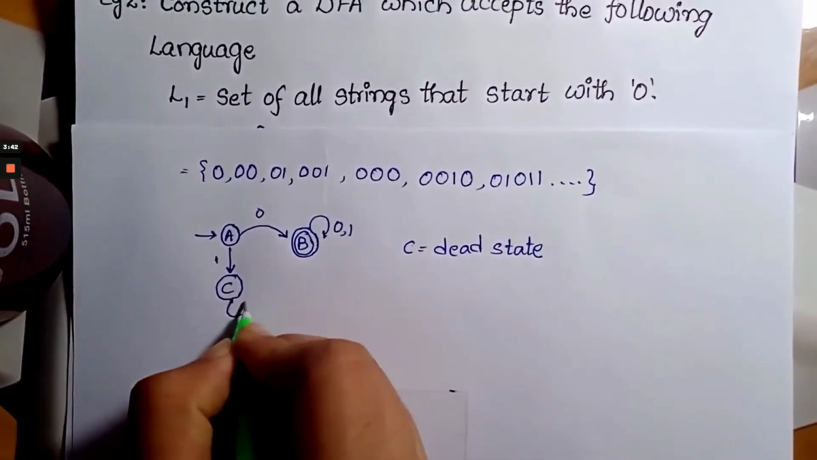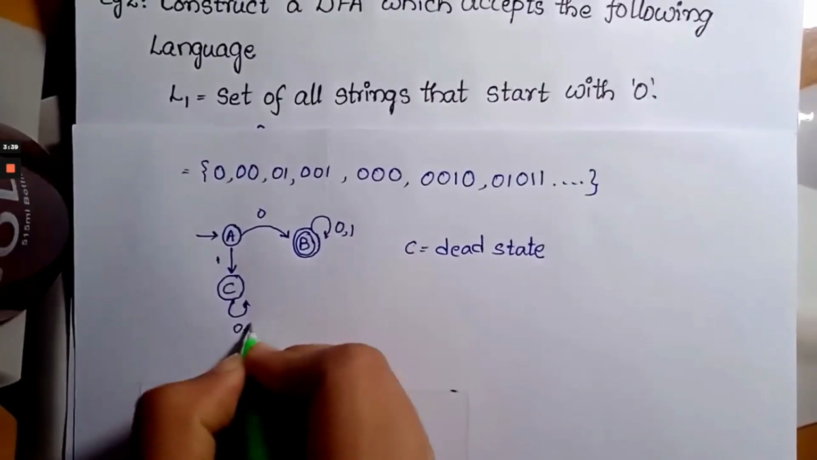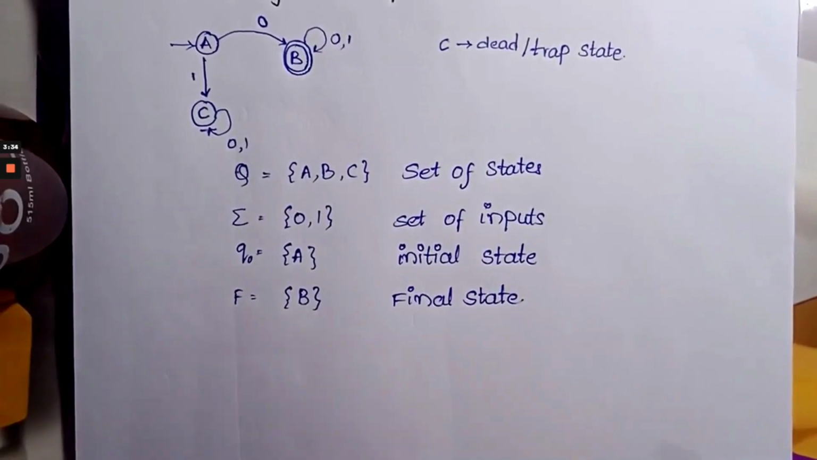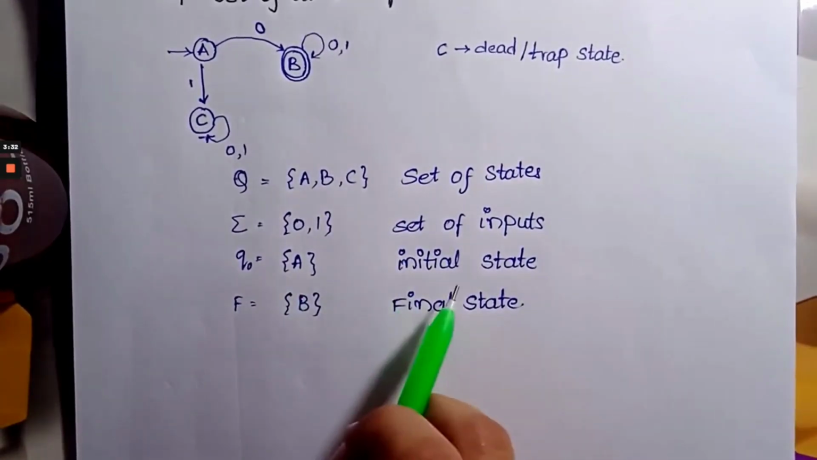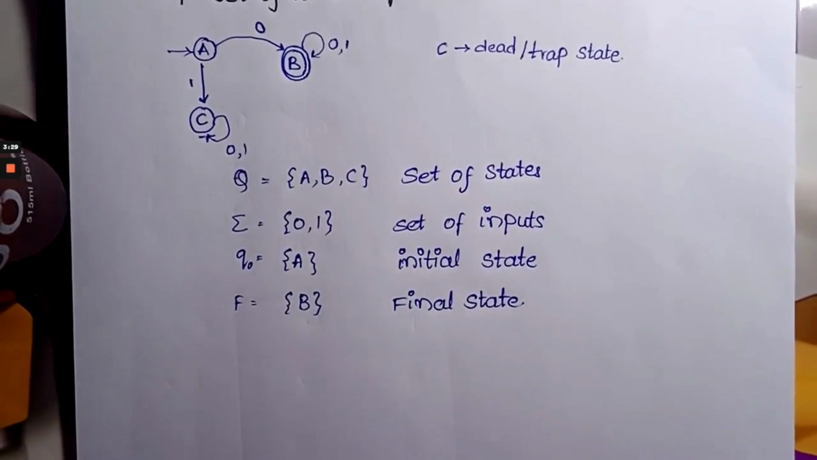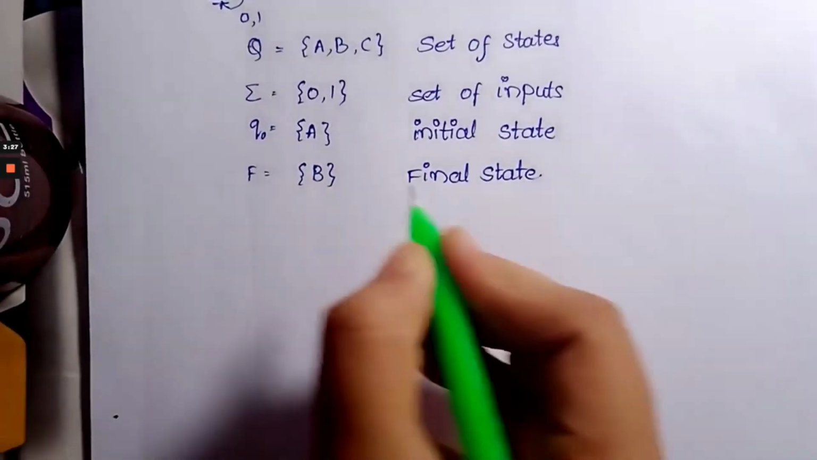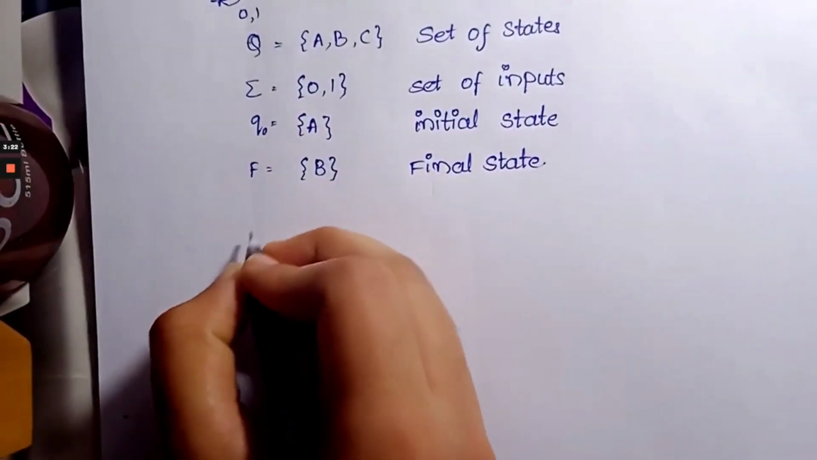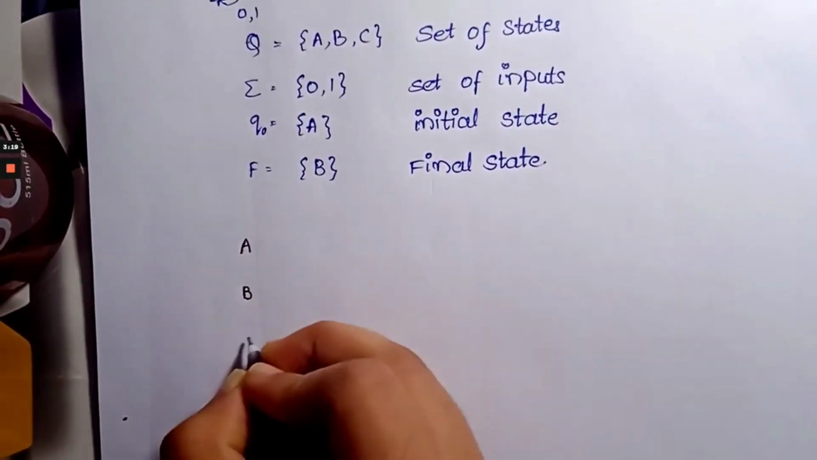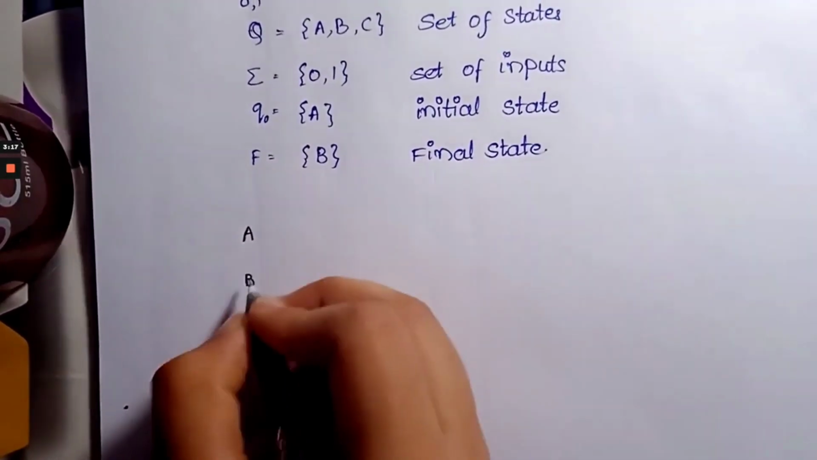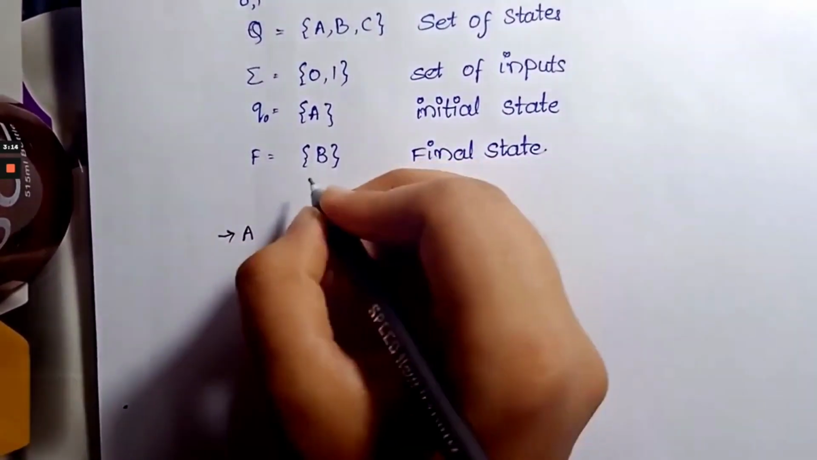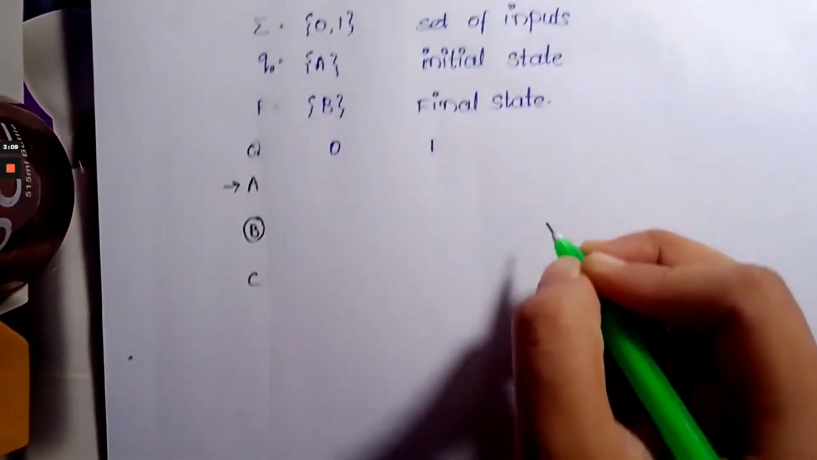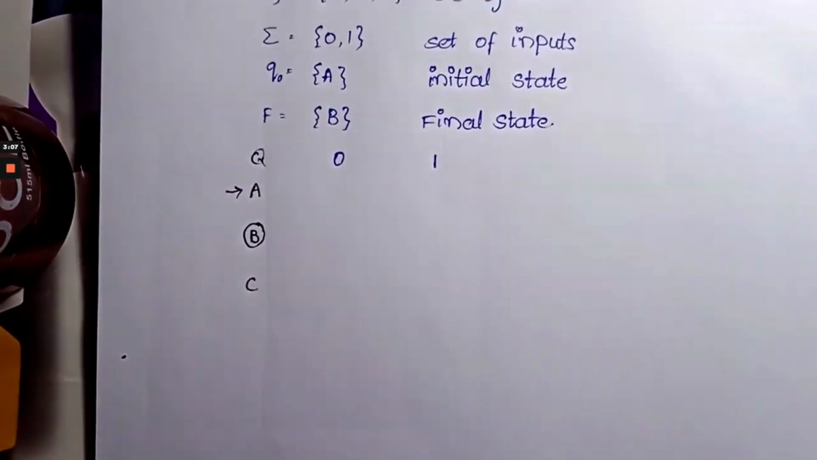For B, input 0 or 1 reaches the same state B, and for C, input 0 or 1 reaches the same state C. So I have written in the same way how we write Q, sigma, delta, q0, F. Here Q has A, B, C, sigma has 0, 1, q0 is A, where the initial state is A, and the final state is B. So the states Q are A, B, C. A is the initial state and B is the final state. 0, 1 are the inputs.